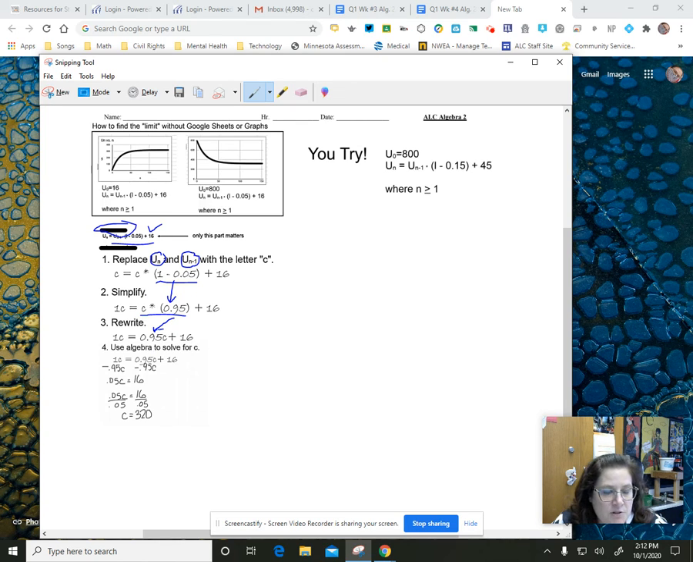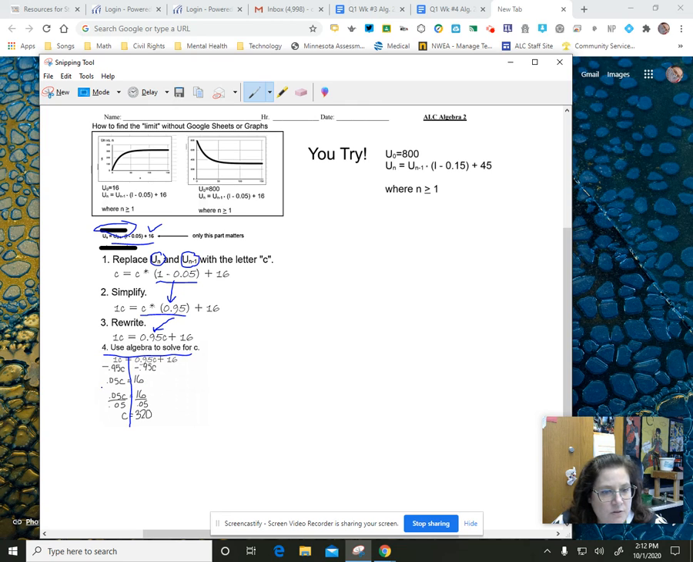Then you're going to use a little algebra. We called it the T-chart at North Campus. Bring in my little T-chart here. Some people are fans, some people despise it. We're going to get our C's all on the same side. So I'm going to subtract 0.95C, subtract 0.95C. And when I do that, I get 0.05C equals 16.